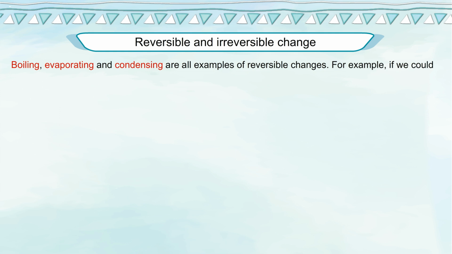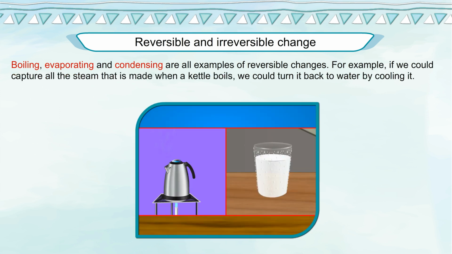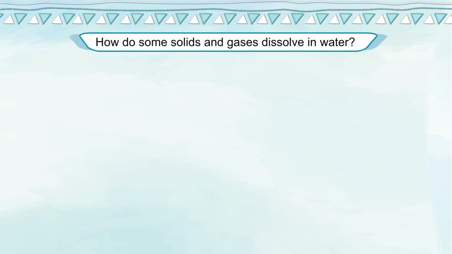Boiling, evaporating, and condensing are all examples of reversible changes. For example, if we could capture all the steam that is made when a kettle boils, we could turn it back to water by cooling it.